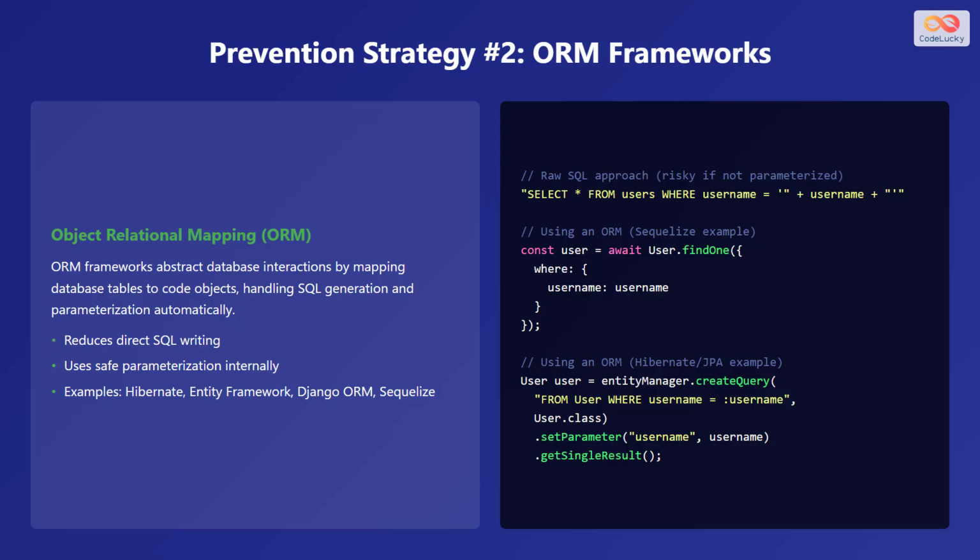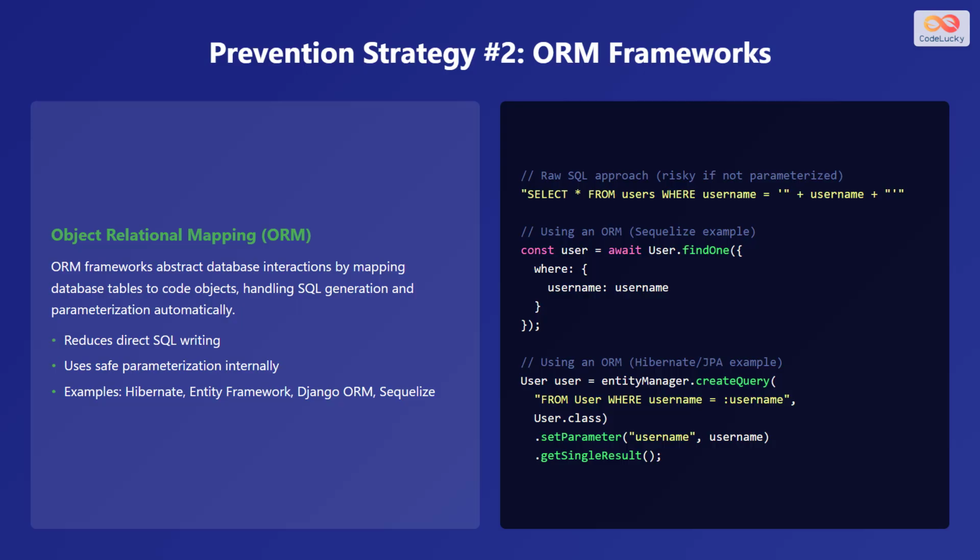Another prevention strategy is to use object relational mapping, or ORM frameworks. ORM frameworks abstract database interactions by mapping database tables to code objects, handling SQL generation and parameterization automatically. These frameworks reduce the amount of direct SQL writing required, and they use safe parameterization internally. Some examples of ORM frameworks are Hibernate, Entity Framework, Django ORM, and Sequelize.